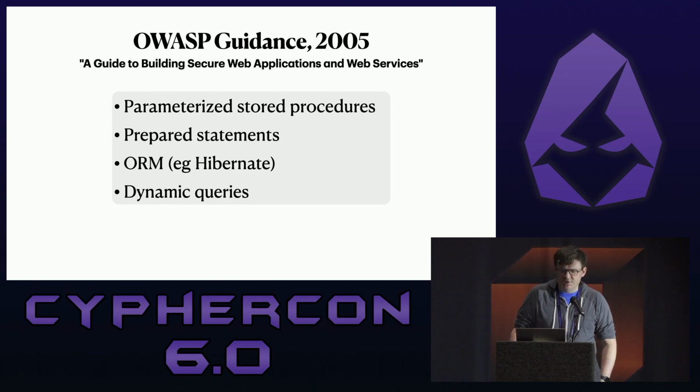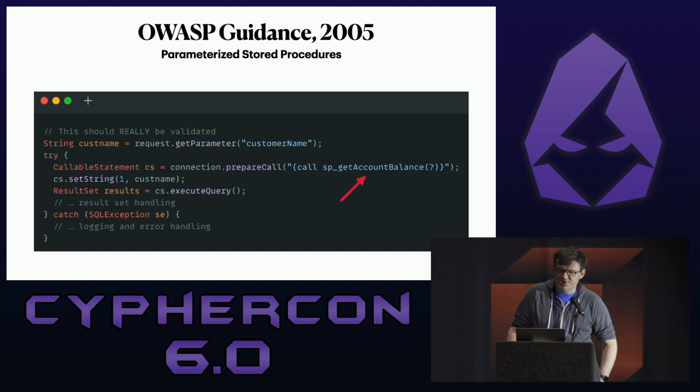Parameterized stored procedures, and that is echoing Rainforest Puppy's top recommendation. Then prepared statements, ORMs, for example, Hibernate. Those are object relational mapping systems. And then dynamic queries with escaping user input. So, parameterized stored procedures. We've already talked about these. Just going to skip that by.